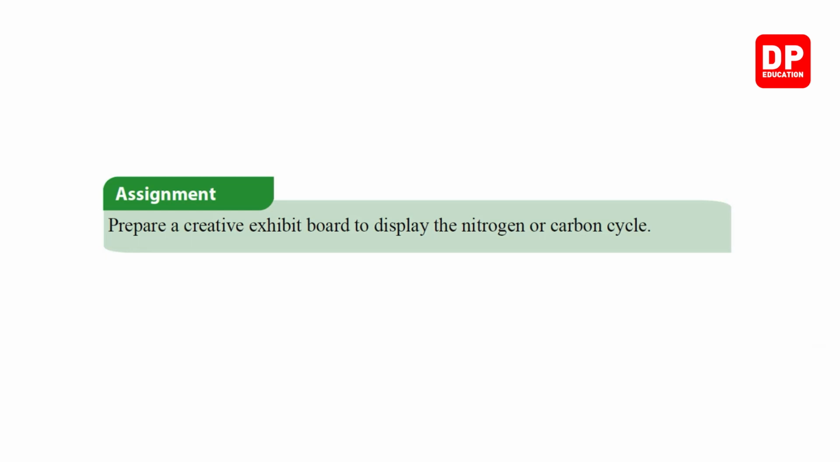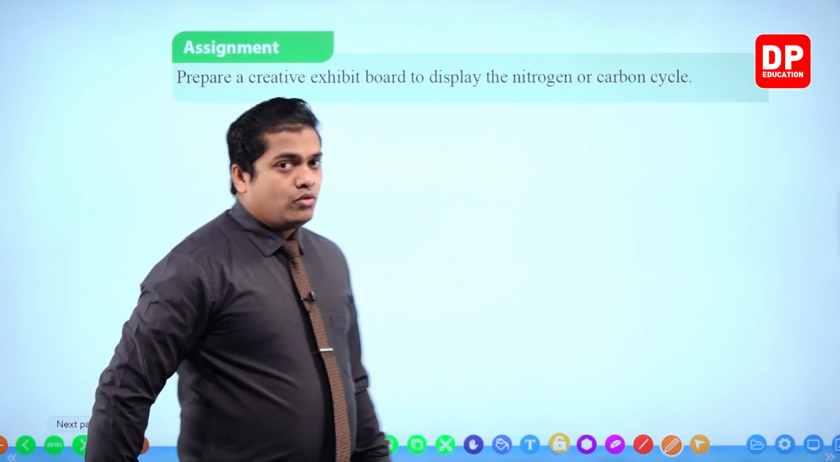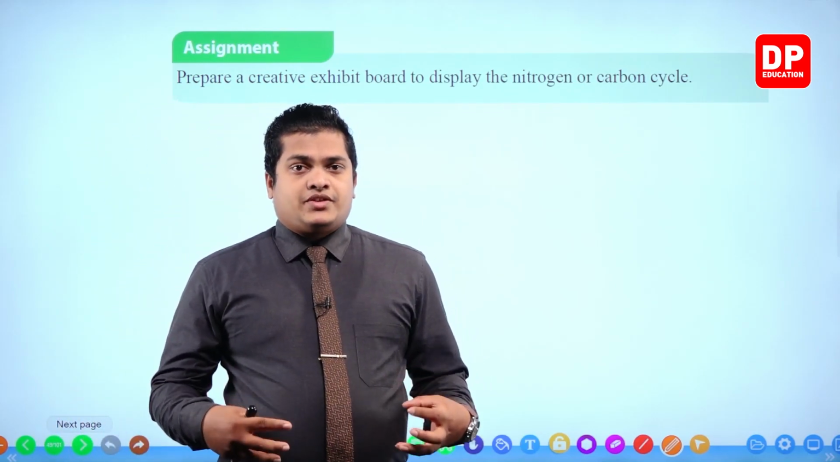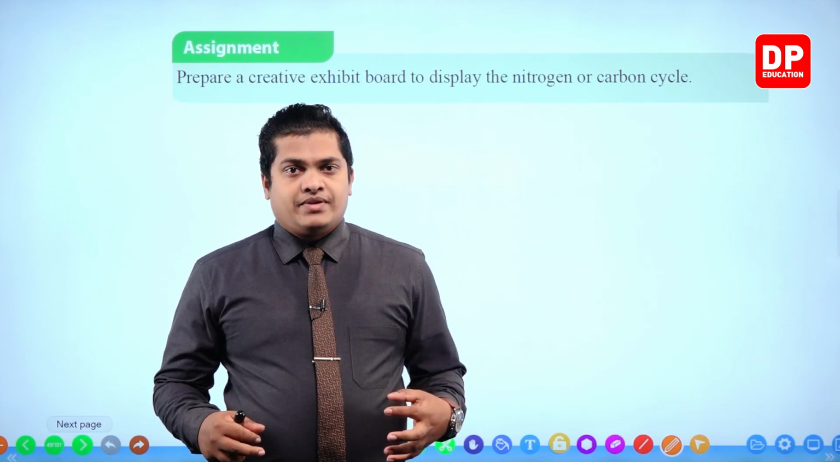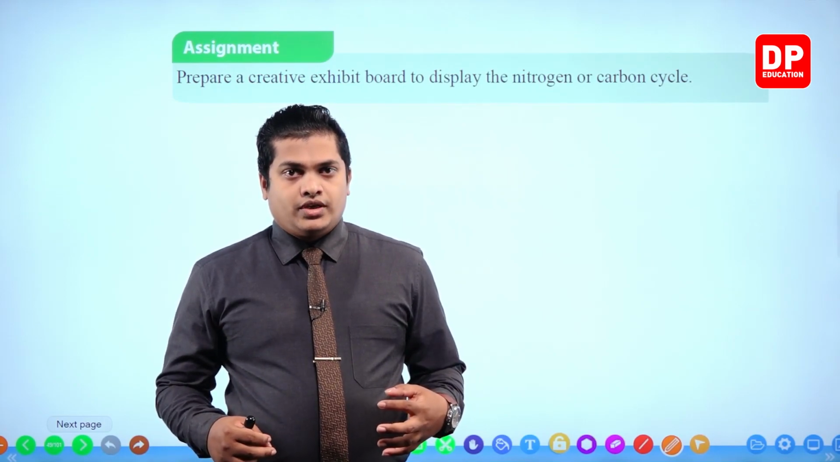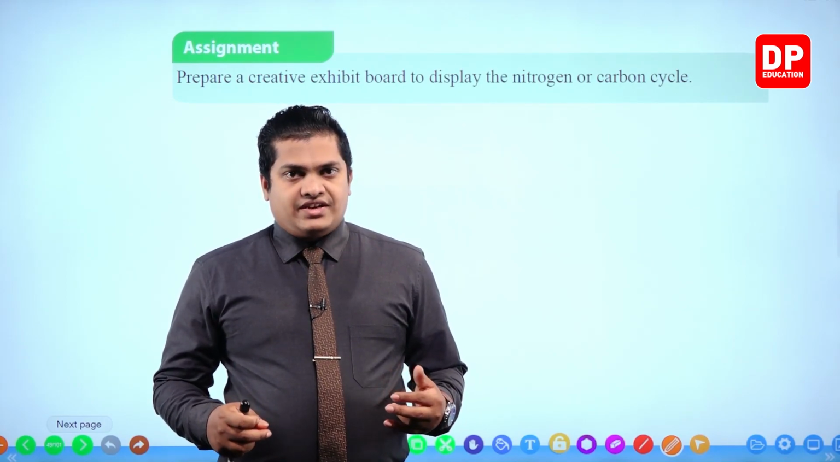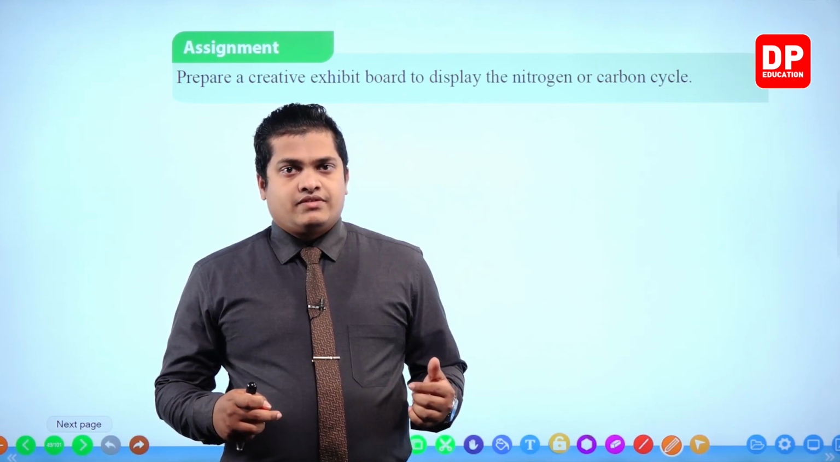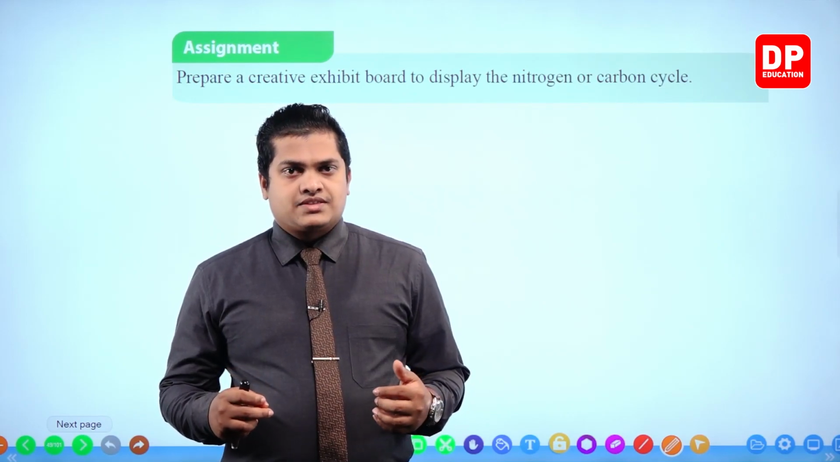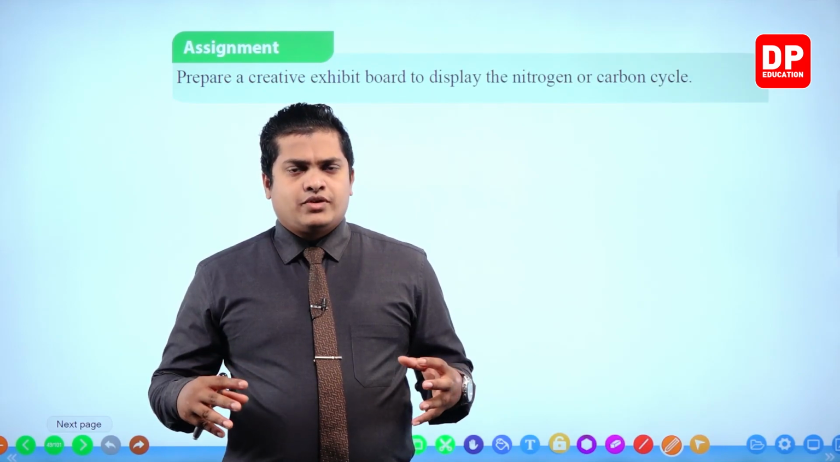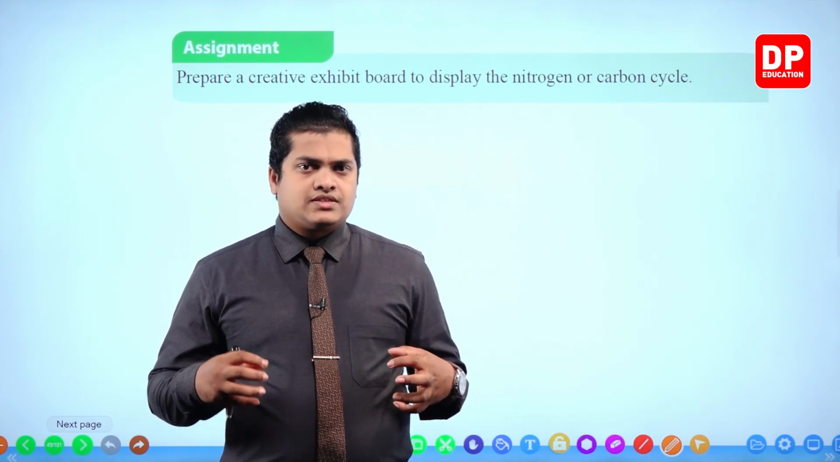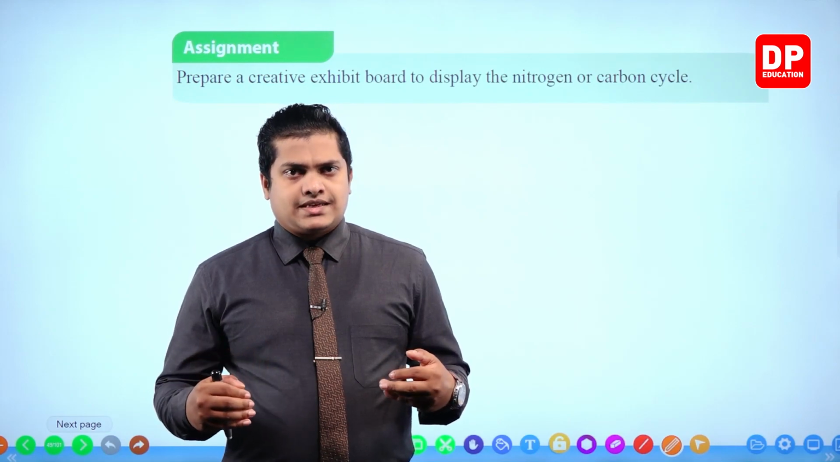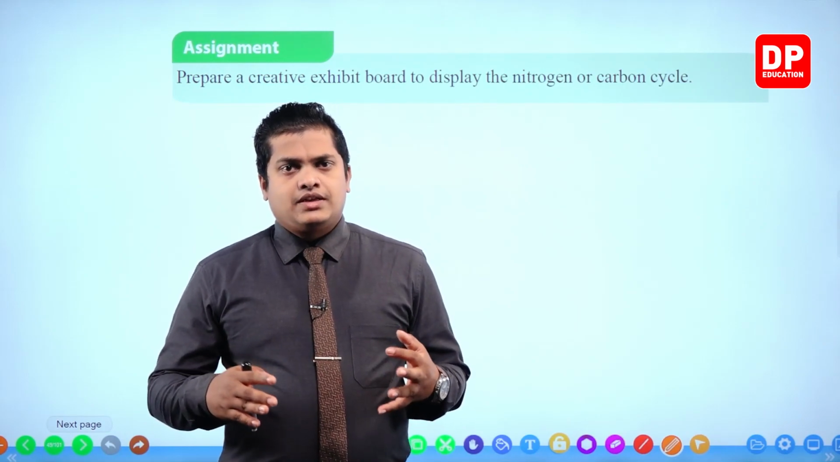Now, here you are given an assignment. Prepare a creative exhibit board to display the nitrogen or carbon cycle. At your home you need to prepare an exhibit to represent the nitrogen cycle or the carbon cycle in your environment. We have identified the two main cycles in our environment, the nitrogen cycle and the carbon cycle. So you have to draw, or prepare a schematic diagram or a structure, to show the nitrogen cycle or the carbon cycle in our environment.